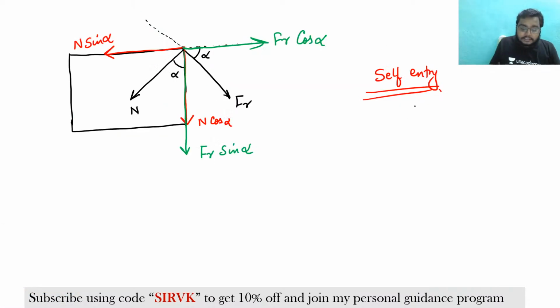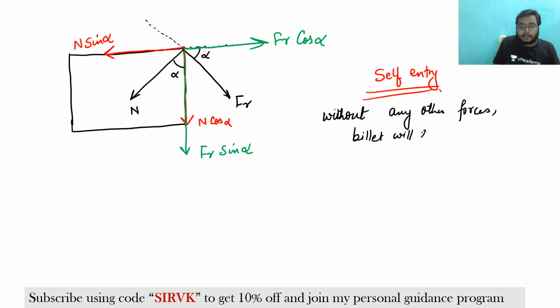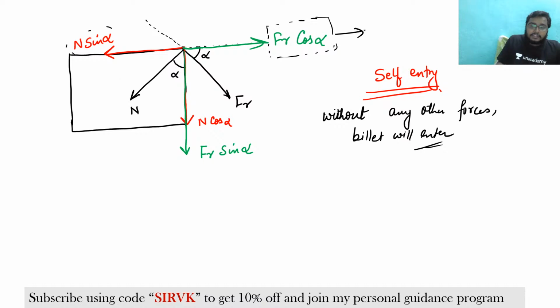So now understand what is the self entry. So in that, without any other forces, the billet will enter. That is the condition of self entry. So for that condition of self entry, you can understand that this force is acting in this direction, right? And this is the force which is opposing this direction.